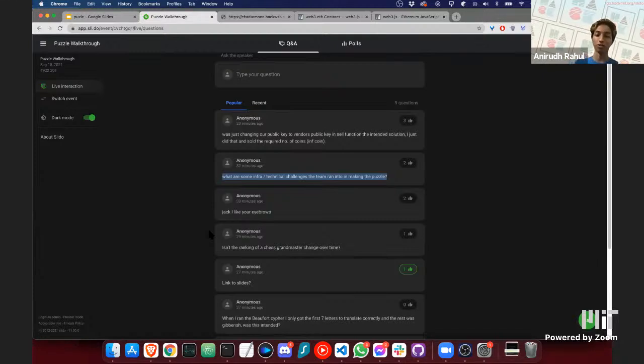The infra challenges as you go further along in the puzzles get slightly easier. Like at puzzle 5, I'm pretty sure only 50 people even attempted it, so we didn't have to worry about the same issues as with puzzle 1, where there were 1,500 people.